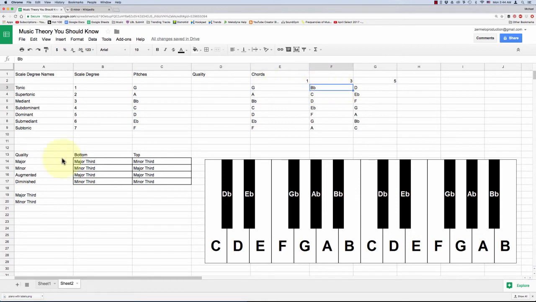All right, so from G to B flat, what kind of third is this? Is it a major third or a minor third? Well, let's define these really quickly. A major third is going to be a distance of 4 semitones. A minor third is going to be a distance of 3 semitones.